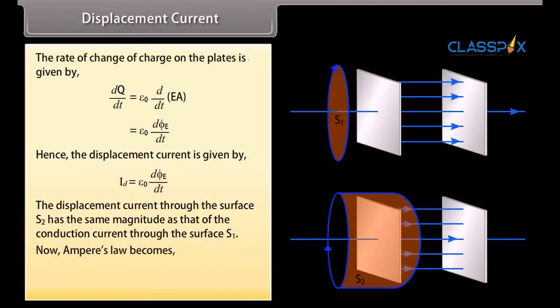Now, Ampere's law becomes closed integral of B dot dl is equal to mu naught multiplied by I plus epsilon naught d phi E by dt. Maxwell's equations. The following four equations, called Maxwell's equations, are the fundamental equations in electromagnetism.